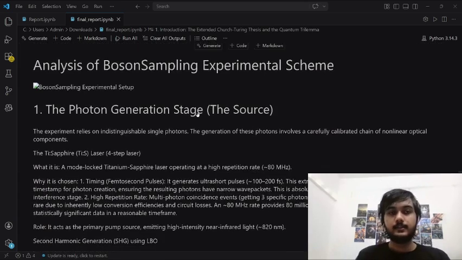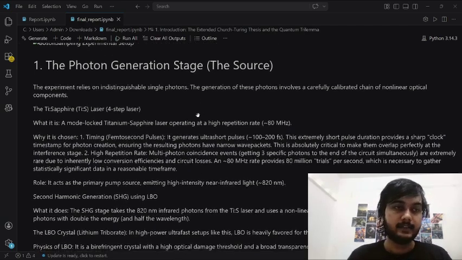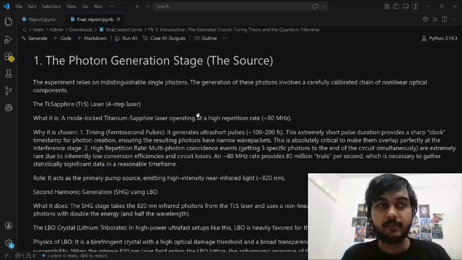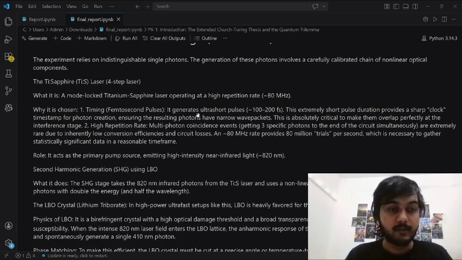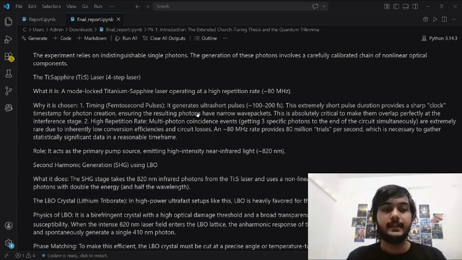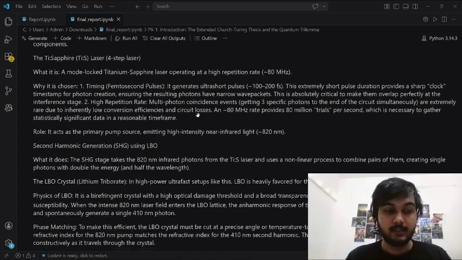Now we will see how the experiment is actually happening and what the different elements being used are. First of all, we have a photon generation stage, which includes a Ti:sapphire laser, a four-step laser, which gives us around 820 nanometer light. Using that, we pass it through second harmonic generation, which is an LBO, a lithium triborate crystal. It is a birefringent material, so it takes the laser light of 820 nanometers as an input and gives us a 410 nanometer output laser.